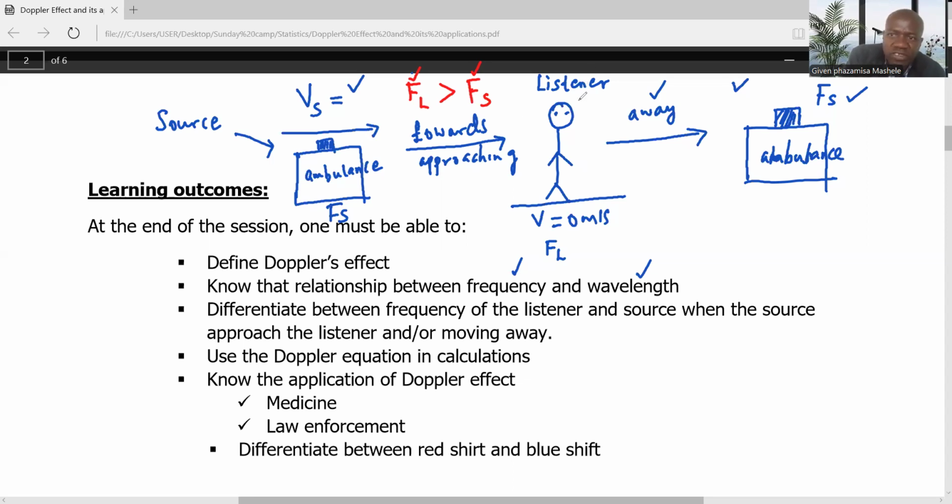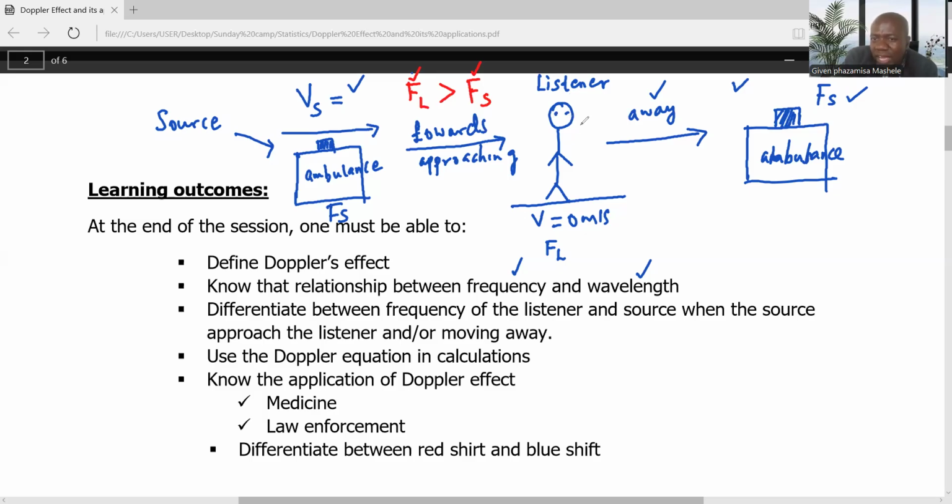It can be the listener approaching the source, or the source approaching the listener, but the frequency of the listener should be greater than the frequency of the source. But as the source moves away from the listener, remember when it is exactly closest to the listener, the frequency of the listener and the source will actually be the same.